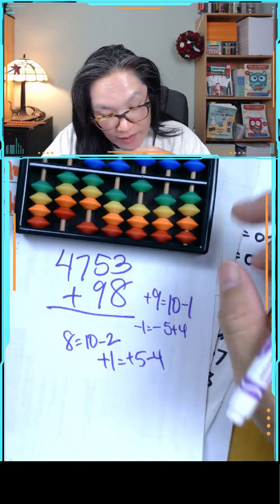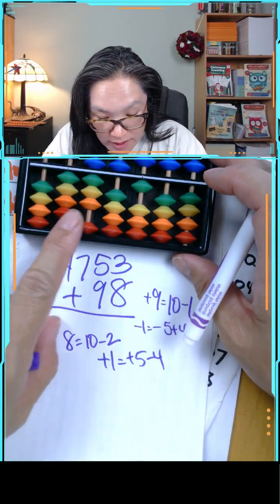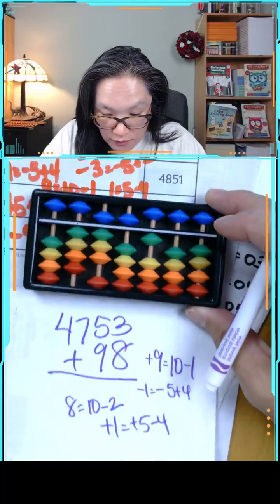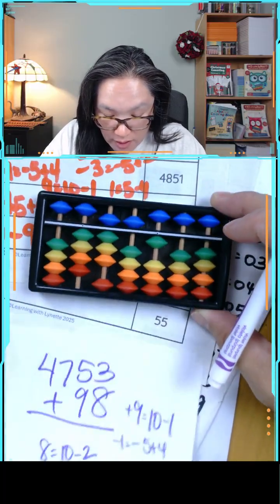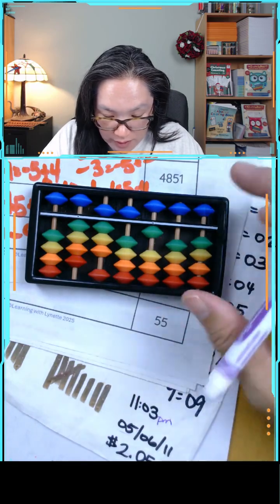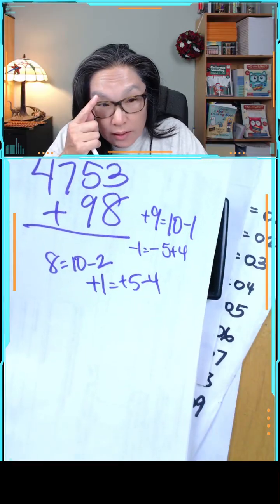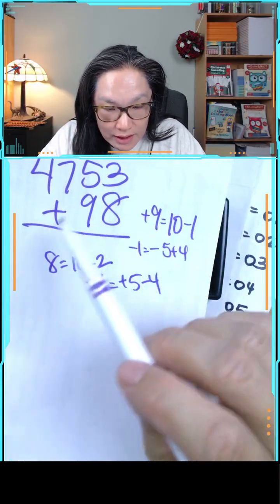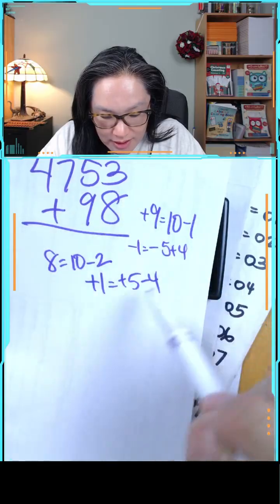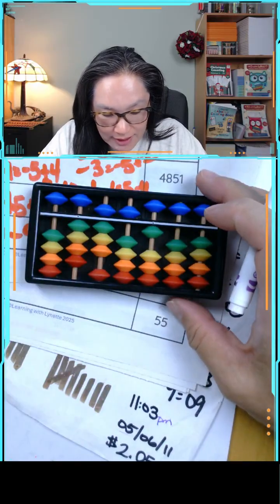So my answer right now is going to be 4,851. Sorry, 4,851. But it gets crazy. It's very interesting, right? It gets crazy because there are all these things that you have to keep track of. And I think it's really interesting.